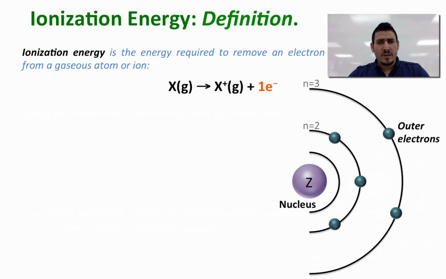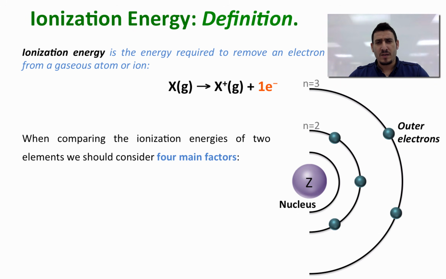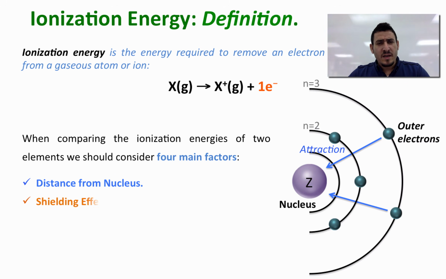When we are comparing the ionization energy of two elements, we mainly look at four main factors. The first factor is the distance from the nucleus. This means it depends on which energy level the electron is in. The higher the energy level, the further the distance from the nucleus. The second factor we look at is the shielding effect. This results from the repulsion between the valence electrons, or outer electrons, and the core electrons, or inner electrons. The higher the number of inner electrons, the stronger the shielding from the nucleus.